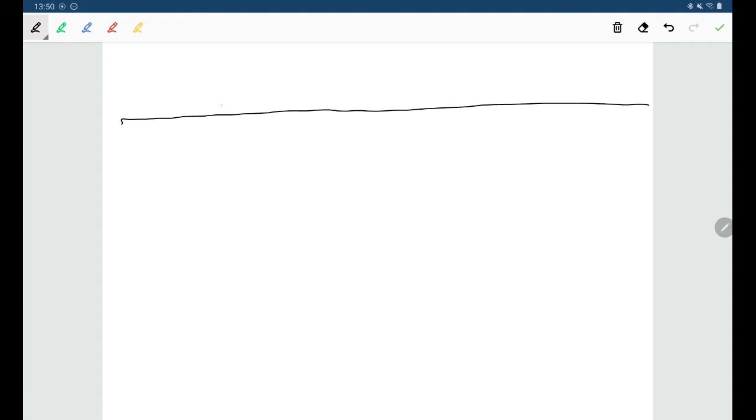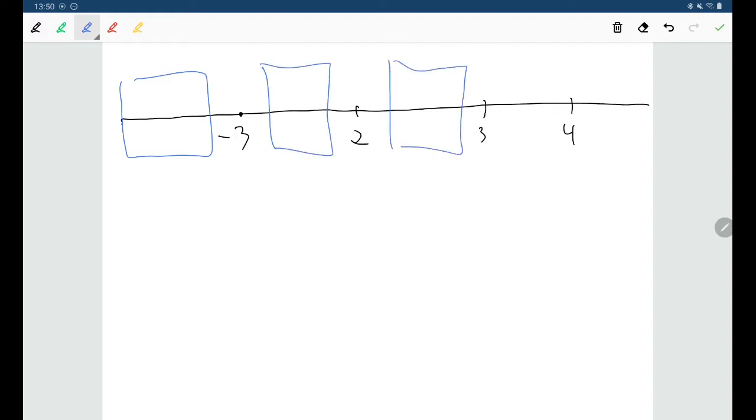And it doesn't have to be perfectly to scale. I'm just drawing out a line with my values of x: -3, 2, 3, and 4. And you can see that that takes our real number line and splits it into several chunks. There are the values of x that are less than -3, the values of x between -3 and 2, between 2 and 3, between 3 and 4, and the values of x that are greater than 4.